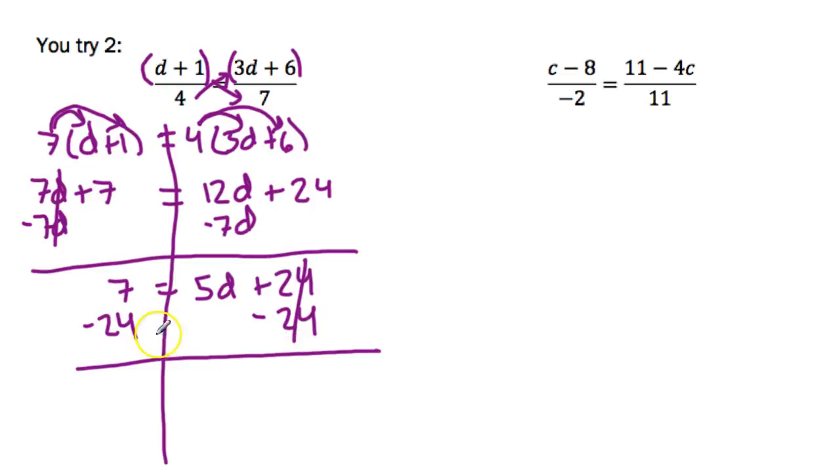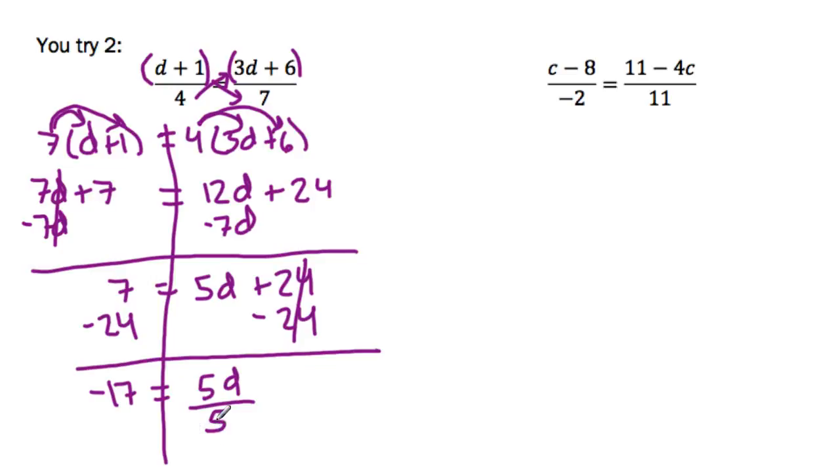Those cancel. This side I have 5d. Over here, let's see, 7 minus 24 will be negative 17. My last step, I have 5d. I want d by itself.